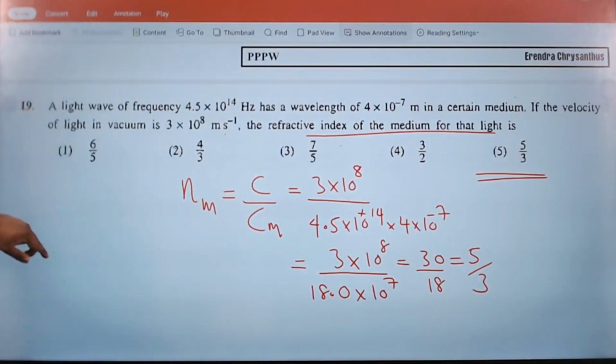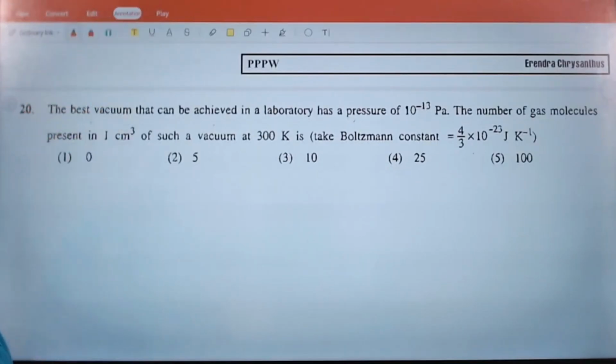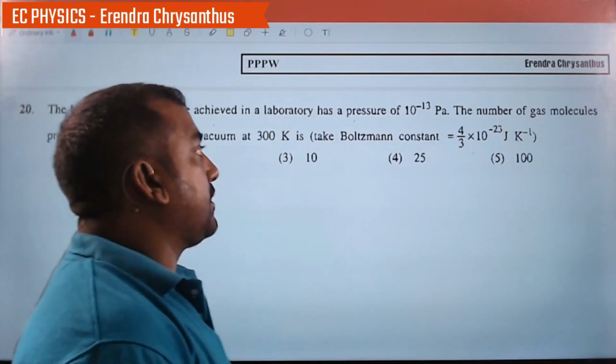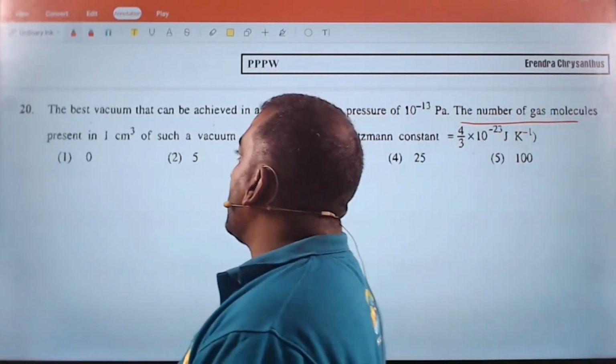Is that an easy one? Question number 20. The best vacuum that can be achieved in the laboratory has a very low pressure. Find the number of gas molecules present in 1 cubic centimeter.